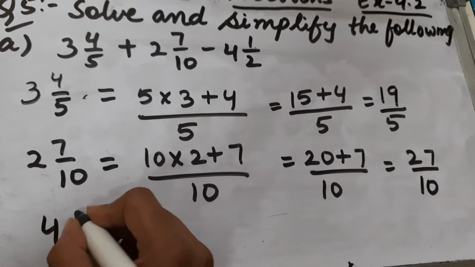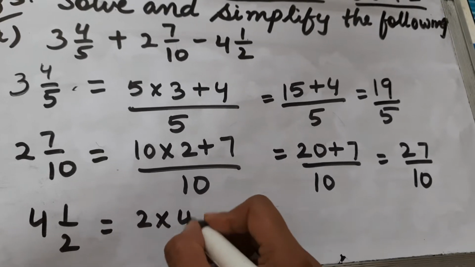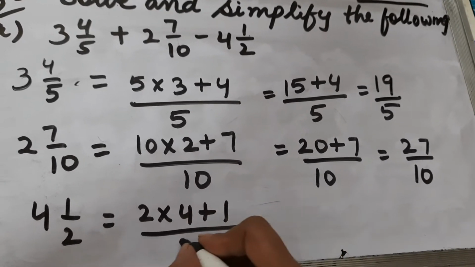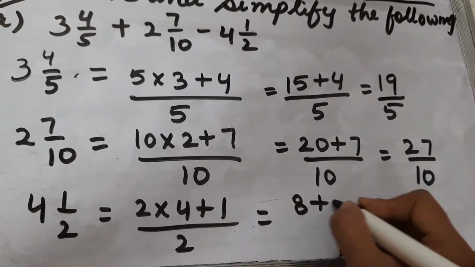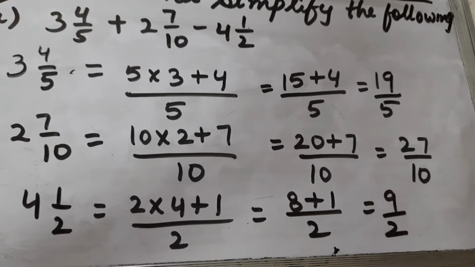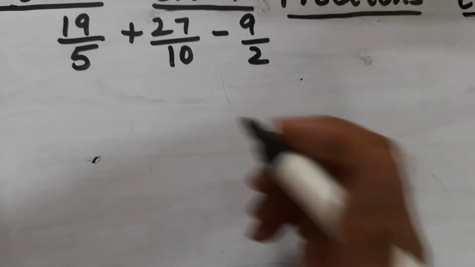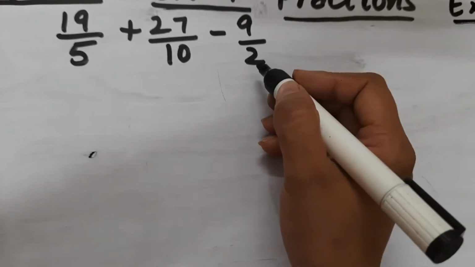And last is 4 1/2. So multiply the denominator by the whole number part and add the numerator to it, and the denominator will be as it is. So this will be 8 plus 1 upon 2, which is 9 upon 2. Now our question has become 19 upon 5 plus 27 upon 10 minus 9 by 2.